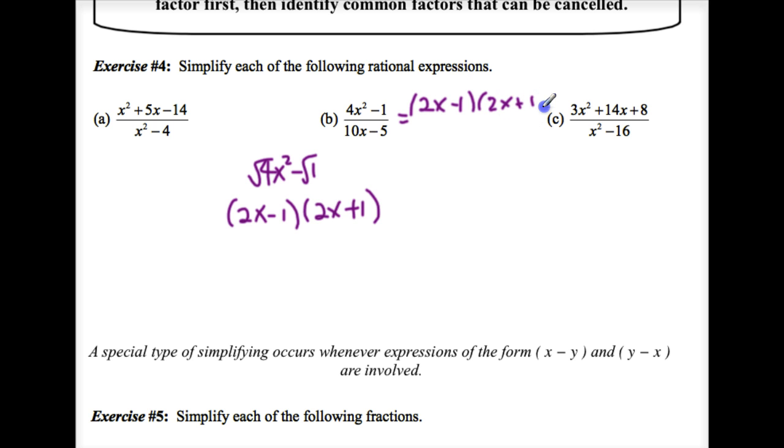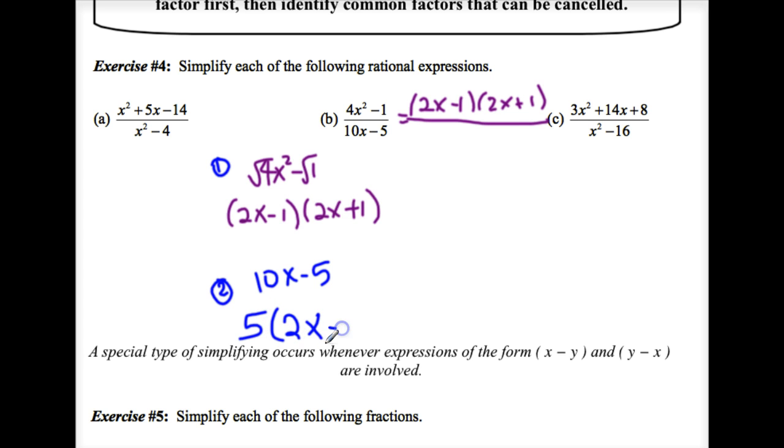Here we go. Now, what's the bottom? So let's call this, we said this is 1, let's do 2. 10x minus 5. This is not a quadratic because it doesn't have the square, but they do have something in common, which is a 5. Taking a 5 out, 5 times 2 will give me 10, and x is left over, minus 5 times what will give me 5 is a 1. So the bottom actually works out to be 5 parentheses 2x minus 1.